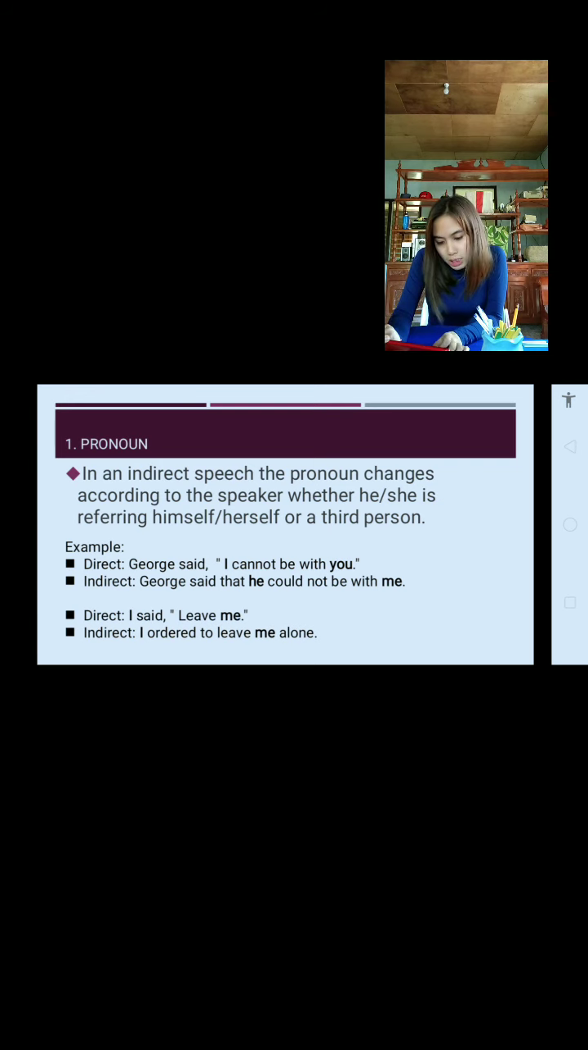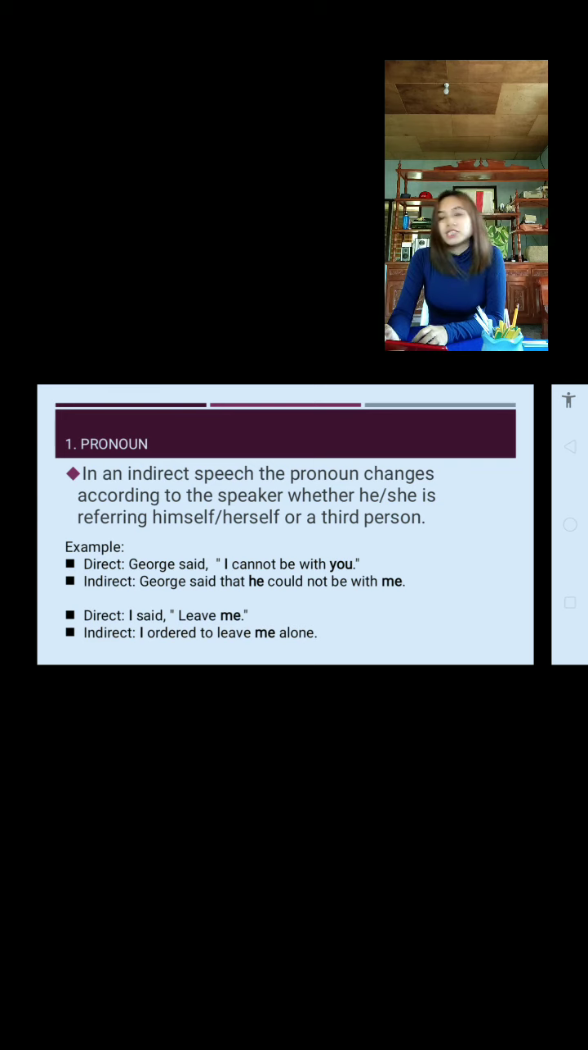Our first direct speech example is, George said, "I cannot be with thee." There are two pronouns here. The first pronoun is I and the second pronoun is you. So when we transform it to indirect speech, it will become George said that he could not be with me. The I was turned to he. Why? Because George is a boy and George is the one who uttered the statement. It will become he. Then he is referring to me and I am the one who is reporting. So me. Our indirect speech is George said that he could not be with me.